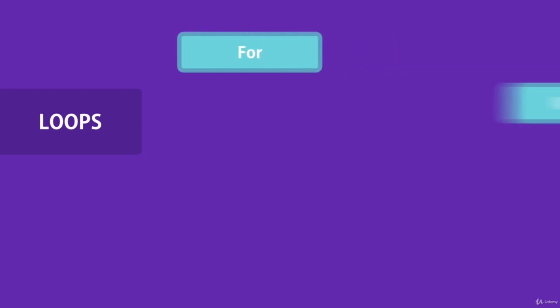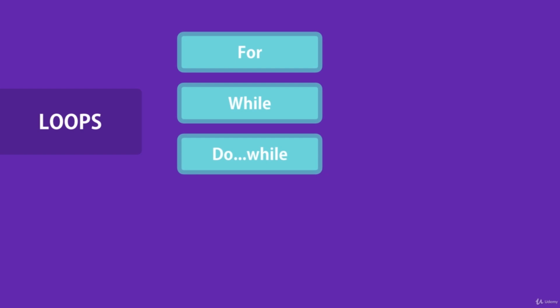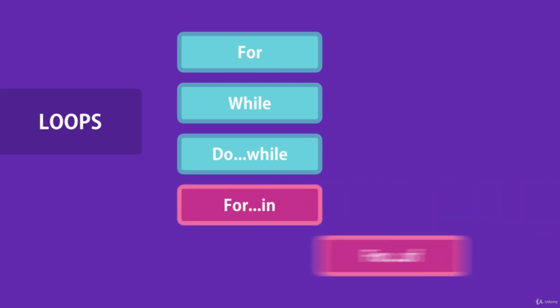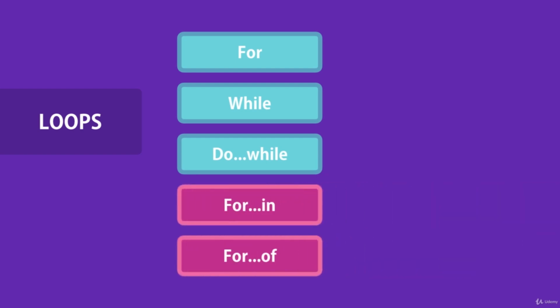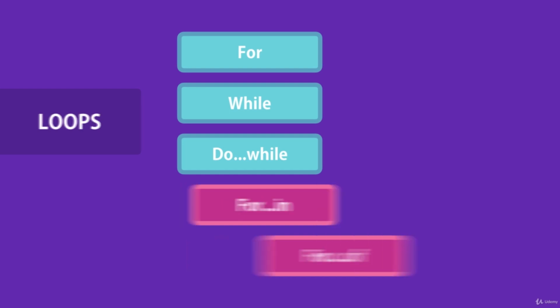In JavaScript, we have various kinds of loops, and all these loops essentially do the same thing. They repeat an action a number of times. We have for loops, while loops, do while loops, for in loops, and for of loops. All these loops essentially do the same thing, but there is a subtle difference between how they start and end. Let's start by looking at the for loop.